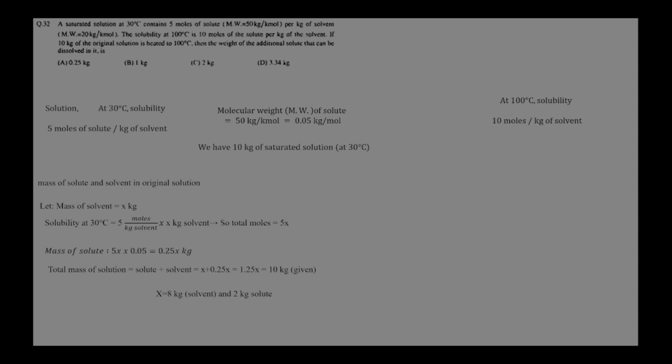Straightforward, equating the dimensions. Now the total solution at the original condition, x plus 0.25x equals 1.25x equal to 10, so x will come to 8 kg. That is the quantity of the solvent. That means 2 kg will be the solute, 10 minus 8. Now the maximum moles that can be dissolved is 10 into 8, that is 80 moles. Mass of solute that can be dissolved is 80 into 0.05 kg per mole, equal to 4 kg. So the additional solute will be 2 kg. Okay, straightforward.